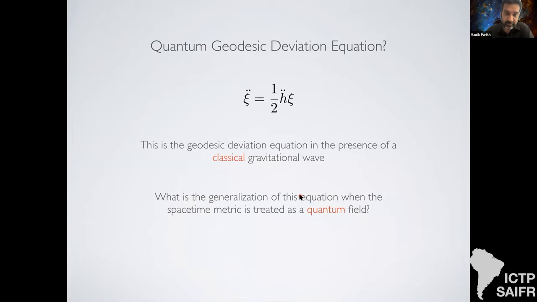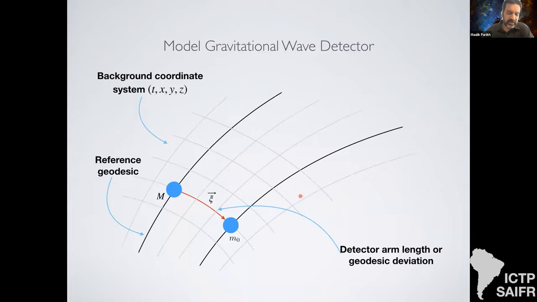So here's our model. Well, it's not much of a model. It's the real thing in a way. We can distill a gravitational wave experiment as basically two free-falling masses whose geodesic separation is being measured. So we'll call those masses capital M and little m naught. And xi then is the vector that connects the two.